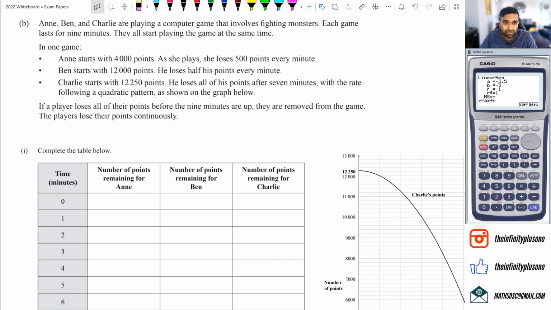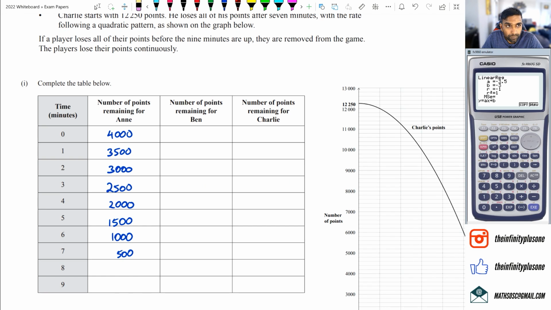We're looking at Anne first. She starts with 4,000 points. As she plays, she loses 500 points every minute. So we're going to fill up the table for that first, which means she's starting at 4,000, 3,500, 3,000. I'm going to pause here and fill up the table. Got about to 0, and then she loses no more points after that.